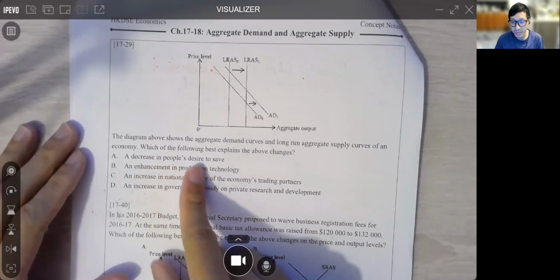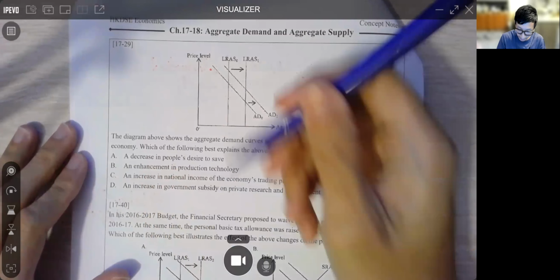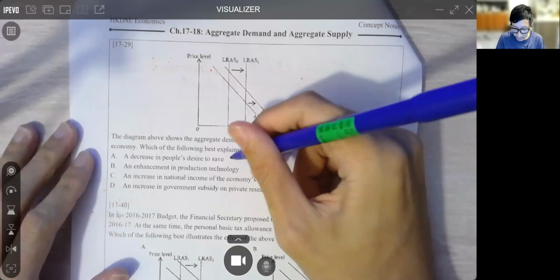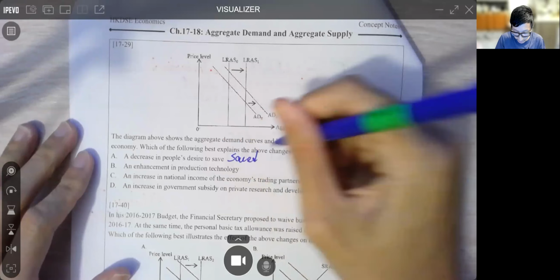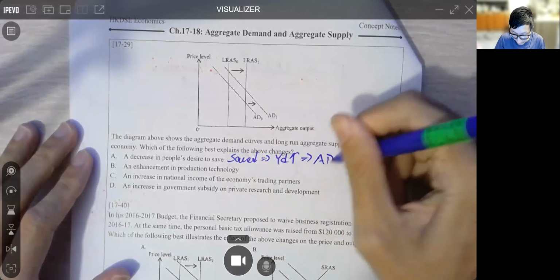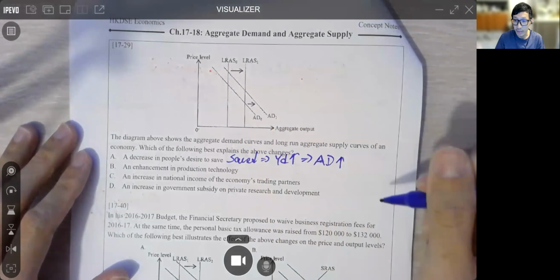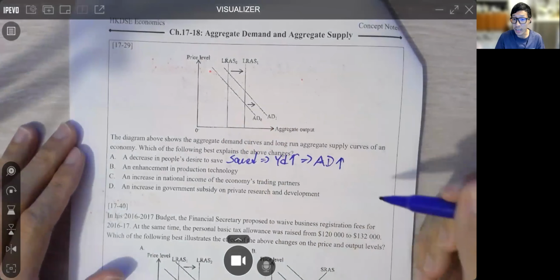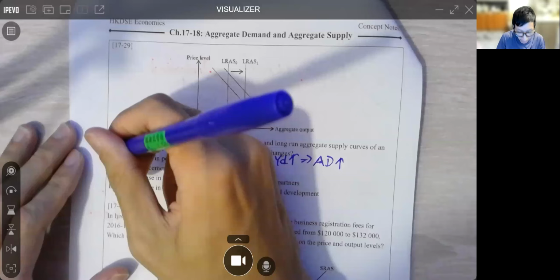好啦，第一个啦，people's desire to save，okay? When people's saving decreases, it means that they have more money to spend. YD increases, AD would increase. Okay? Now, unfortunately, only AD increases. So, this one partially correct.